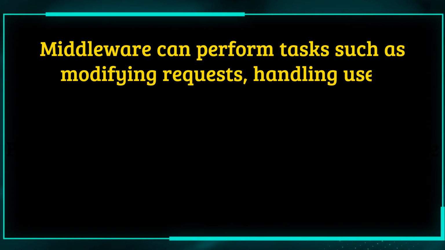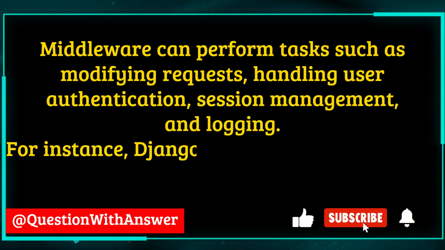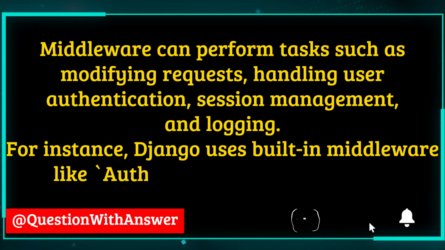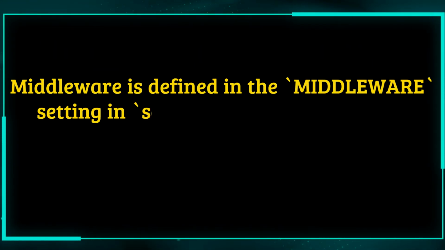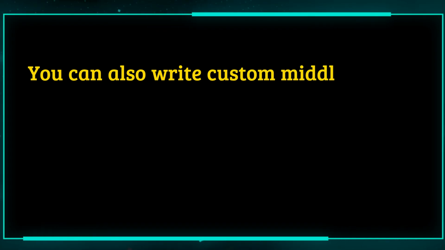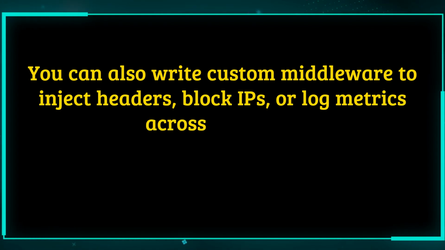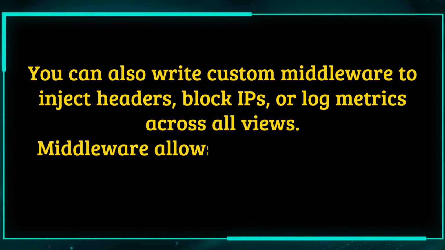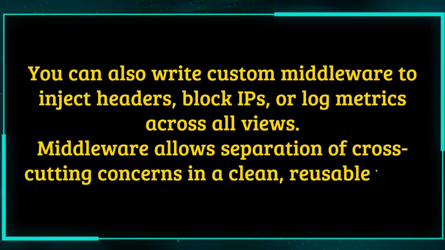Middleware can perform tasks such as modifying requests, handling user authentication, session management, and logging. For instance, Django uses built-in middleware like Authentication middleware to associate users with requests. Middleware is defined in the MIDDLEWARE setting in settings.py, and its order is crucial as it determines how data flows through layers. You can also write custom middleware to inject headers, block IPs, or log metrics across all views. Middleware allows separation of cross-cutting concerns in a clean, reusable way.